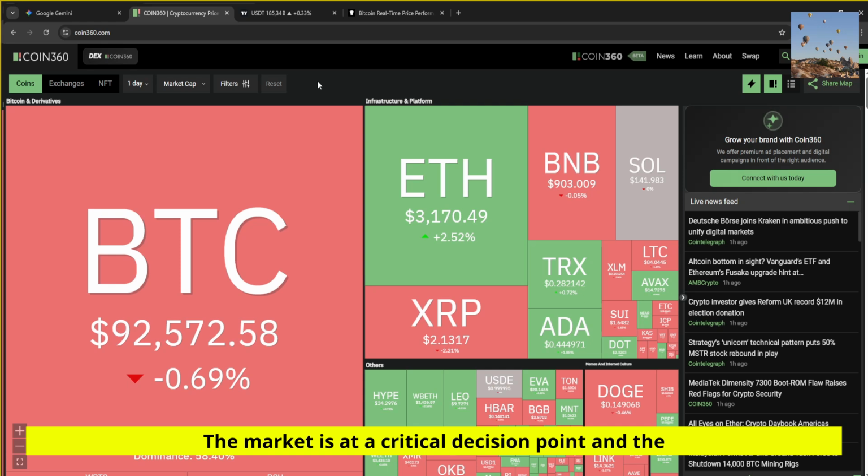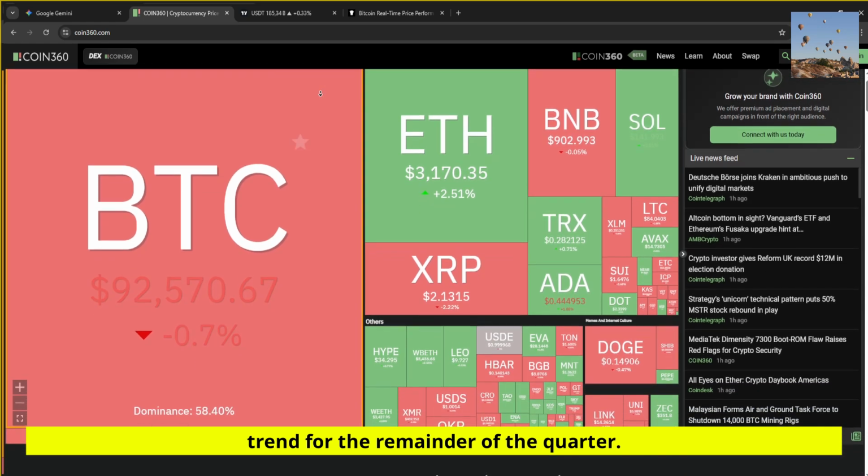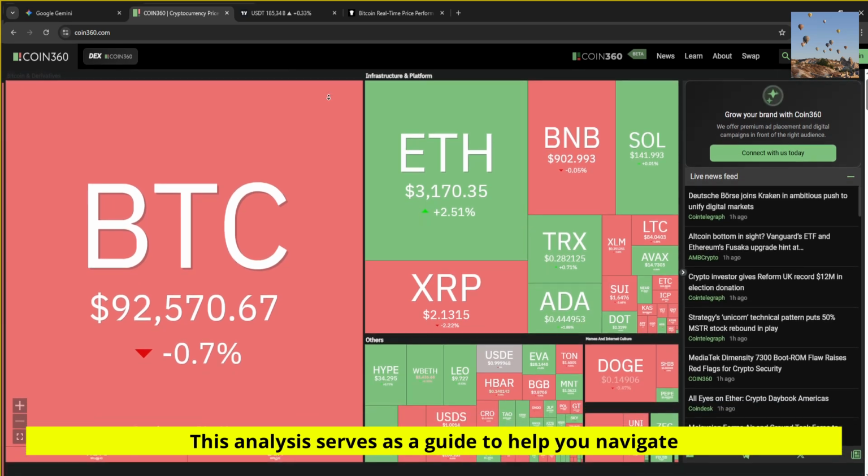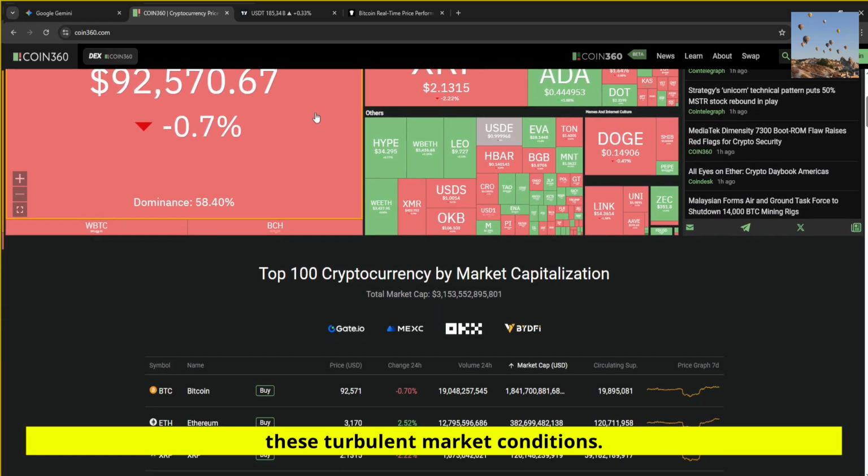The market is at a critical decision point, and the next move will likely dictate the trend for the remainder of the quarter. This analysis serves as a guide to help you navigate these turbulent market conditions.